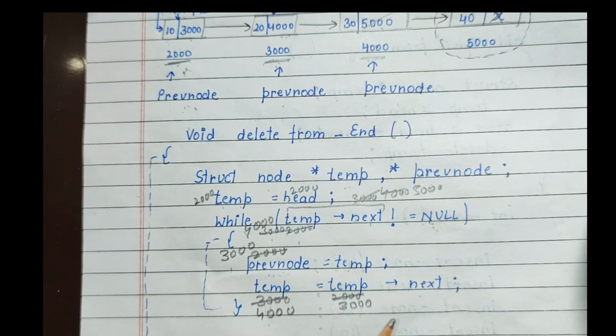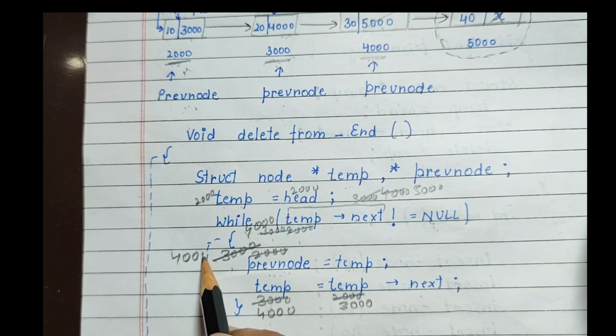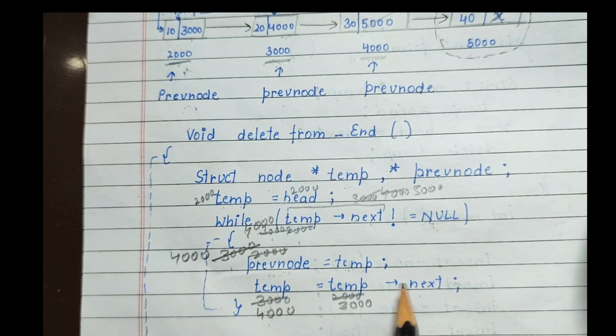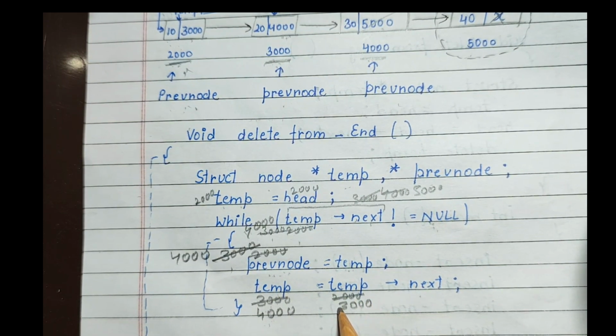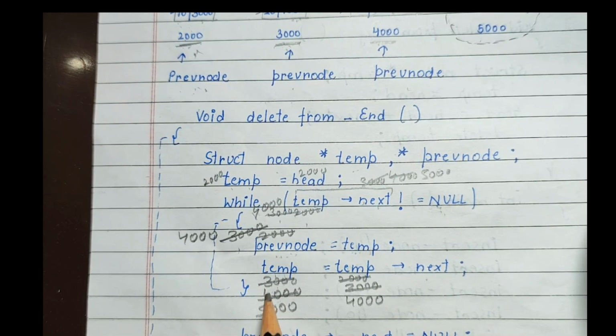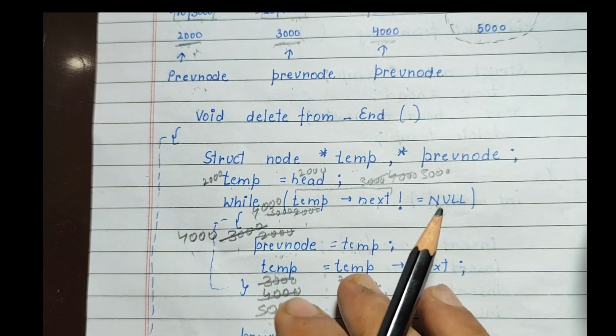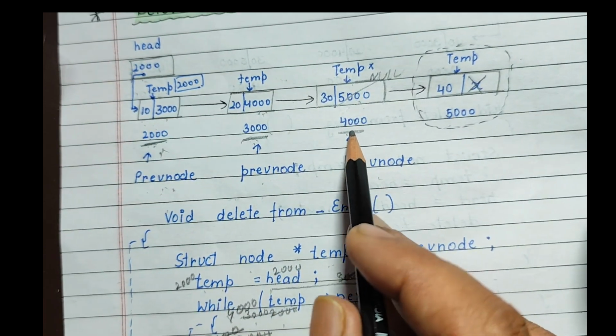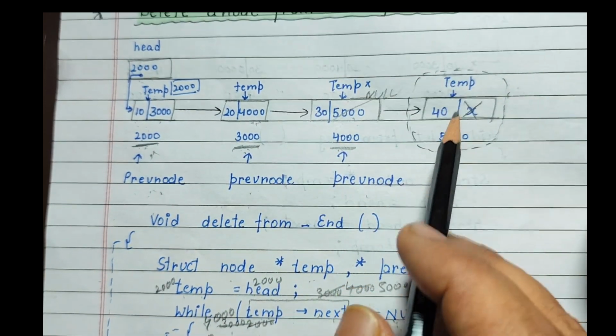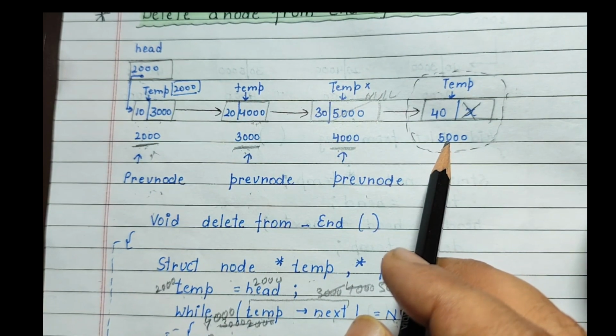Again condition true. So previous node is equal to temp. What is the value of temp? Temp has a value 4000. So this previous node is updated with value 4000. Now temp is equal to temp of next. 4000 of next is 5000. So after completing this iteration, temp is updated to 5000, previous node updated to 4000. It means previous node points to 4000 address and temporary points to the 5000 address.